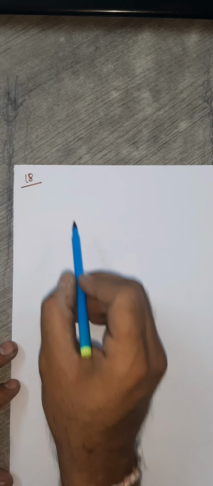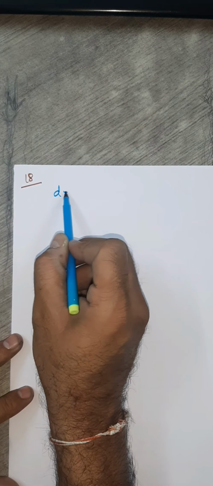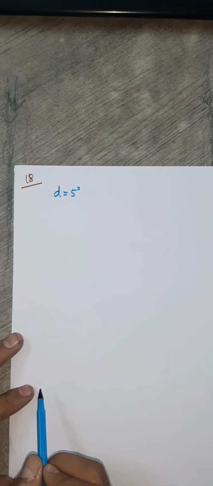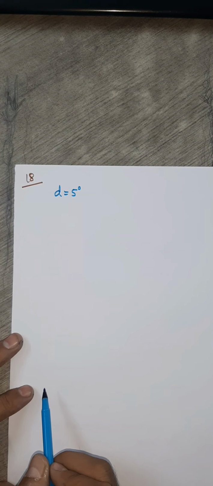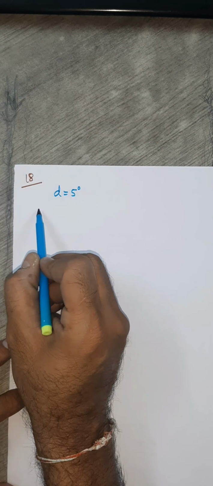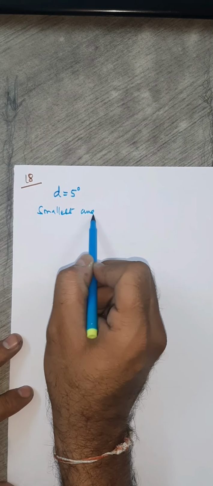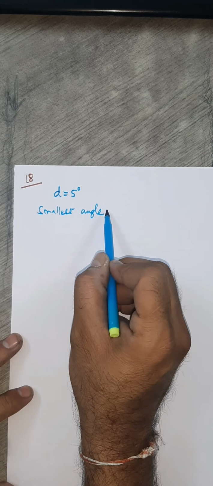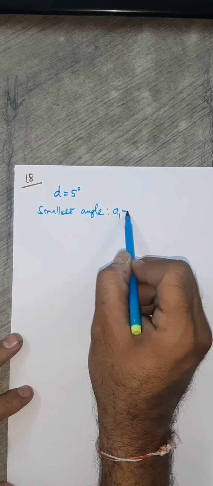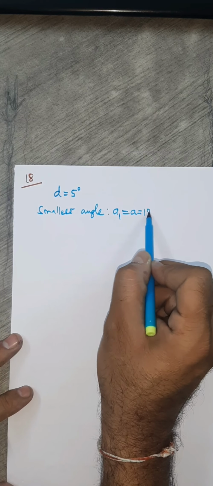Question number 18. You are given that in a polygon, the difference between any two consecutive interior angles is 5 degrees. So this talks about arithmetic progression, where the common difference is 5 degrees. The smallest angle is 120 degrees. Smallest means the first angle, because if you add the common difference, the angle would increase. That is a1, which is a, and that is 120 degrees.